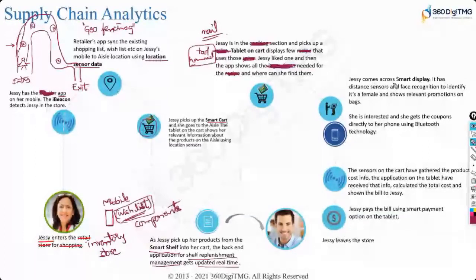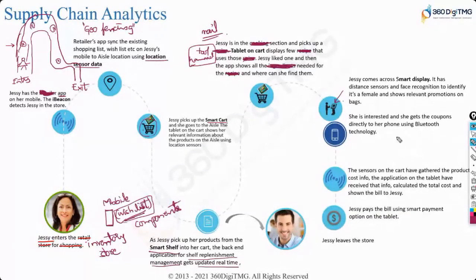Then Jessie comes across a smart display like this. It has distance sensors and face recognition to identify that it's a female, to identify that it's Jessie over there, and it shows a few other components which might be of interest to her. If she's interested, she can get some coupons. But for internal inventory, that doesn't make sense. But this is also a functionality which is possible.